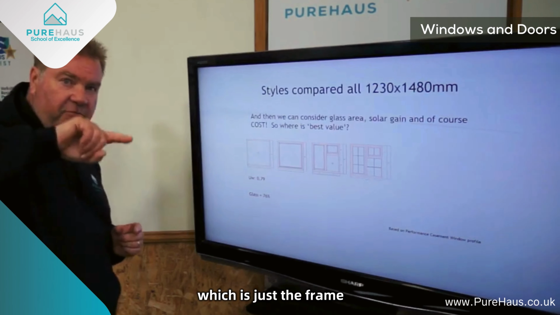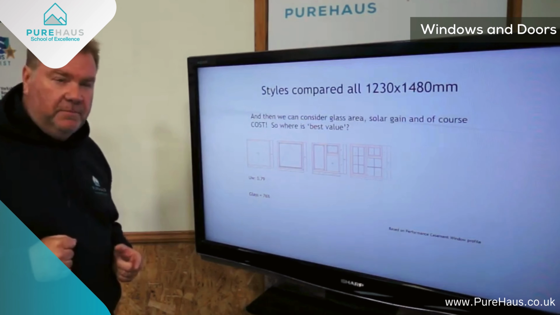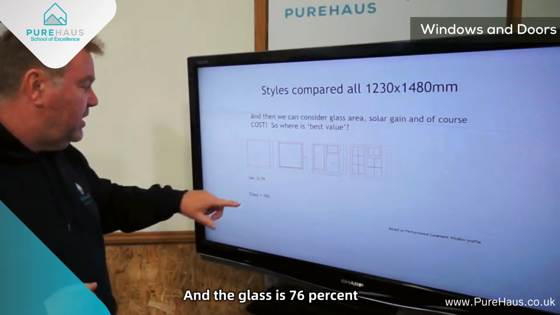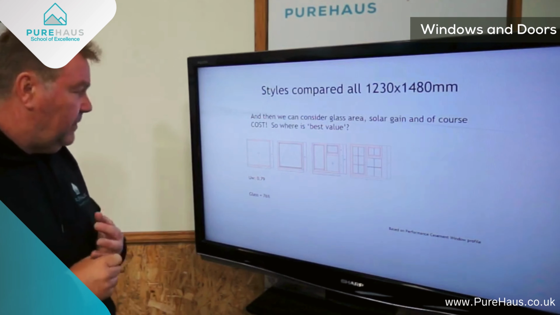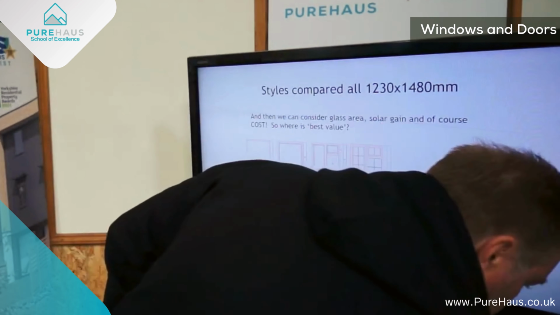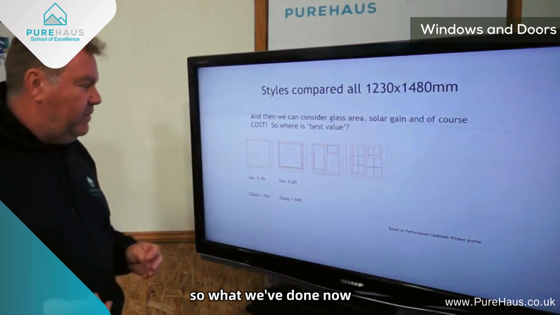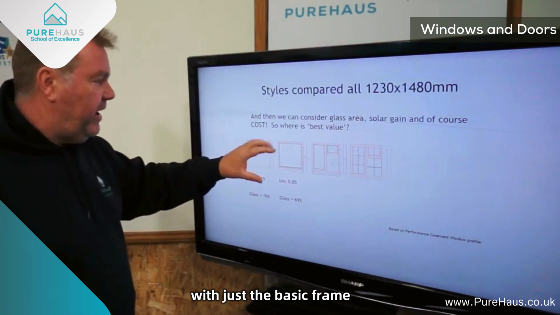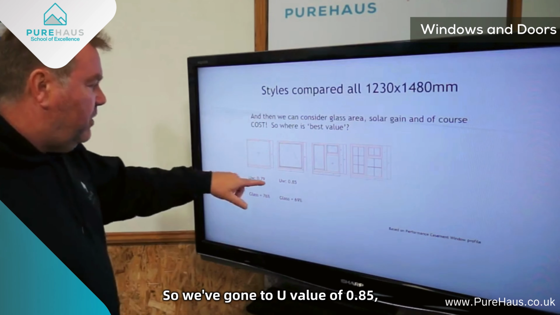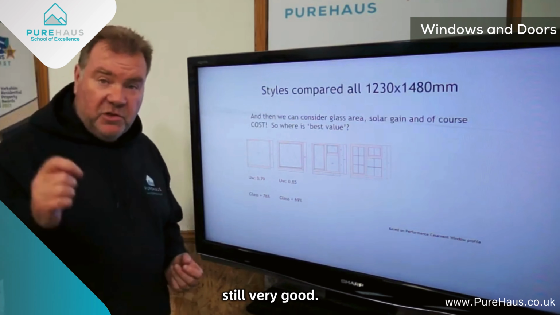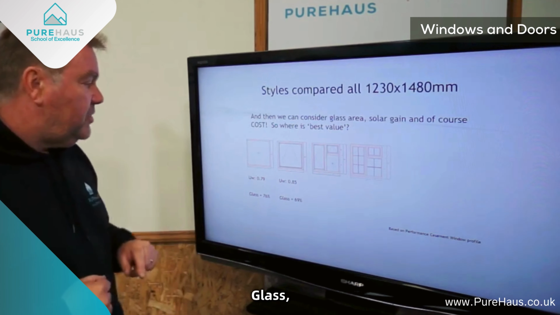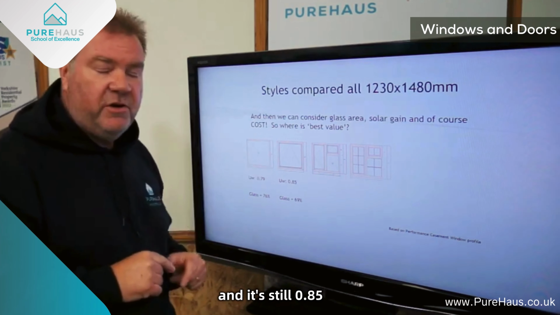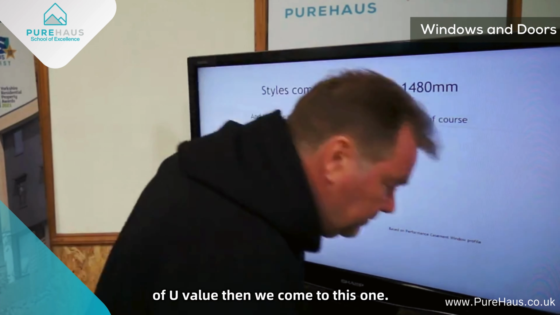This one, which is just the frame and a piece of glass, will be a triple glazed unit. The U value is 0.79, which is very good, and the glass is 76% of the total area. So what we've done now is we've gone to a frame with an opening light, with just the basic frame with our triple glazed unit in between. So we've gone to a U value of 0.85, still very good. Glass is 69% of that area, and it's still 0.85 U value.